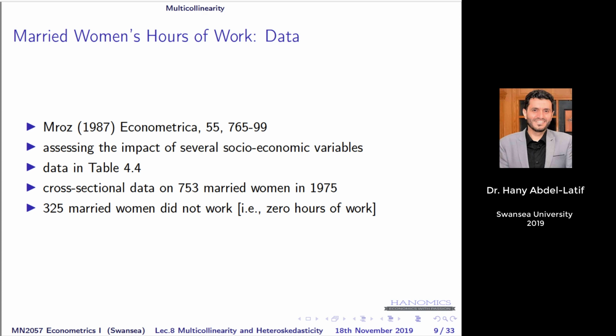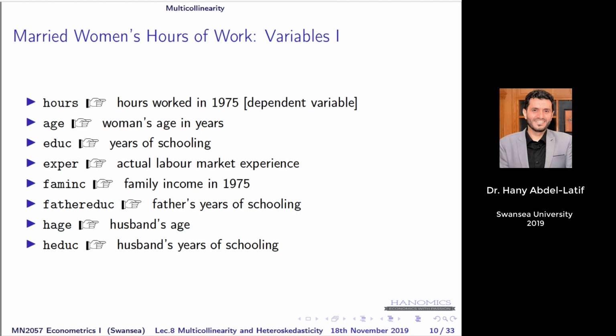So we have cross-sectional data on 753 married women in 1975. And among those, we found that only 325 women, actually, these women didn't work, so the rest work. So what we're trying to do here is estimate a model where on the left-hand side we have the number of hours married women work, and on the right-hand side we have a large number of regressors, a large number of variables that we think are important to explain how many hours a married woman would work.